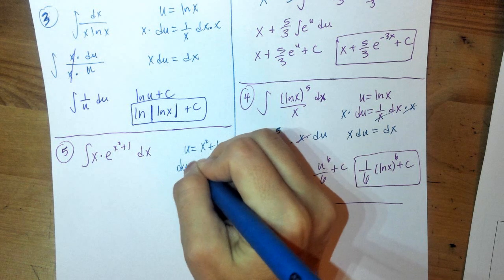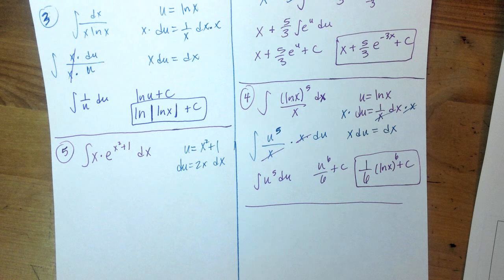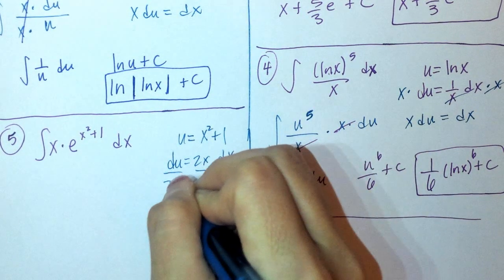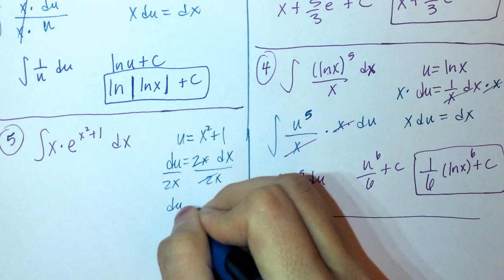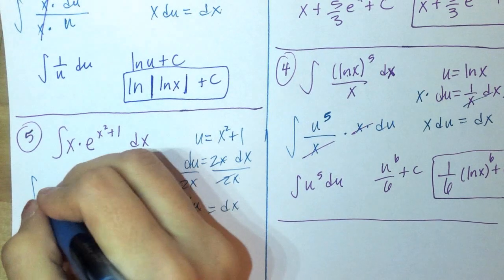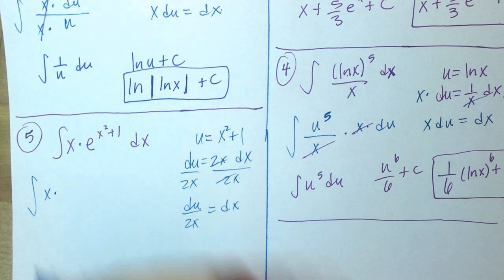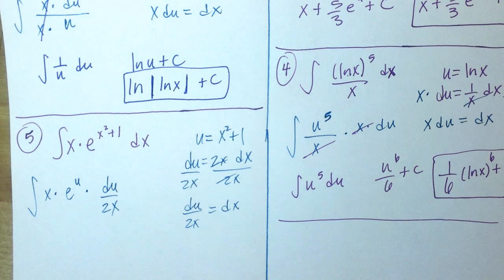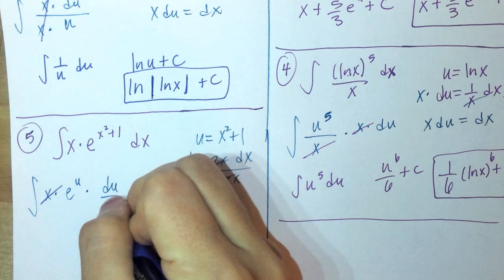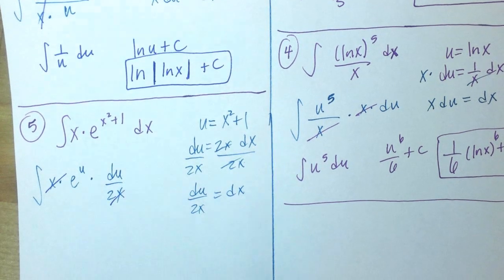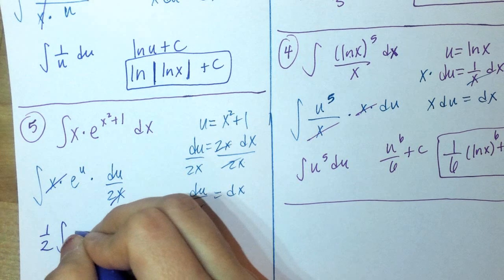So du would be 2x dx. Let me zoom in. Solve for dx. So I'm going to divide by 2x, bless you. So du over 2x equals dx. So when I'm rewriting, always plug in your u. So my x is chilling. This is going to be e to the u times du over 2x. So I can see here my x's cancel, right? And I'm going to go ahead and factor out that 1/2. So I get 1/2 e to the u du.